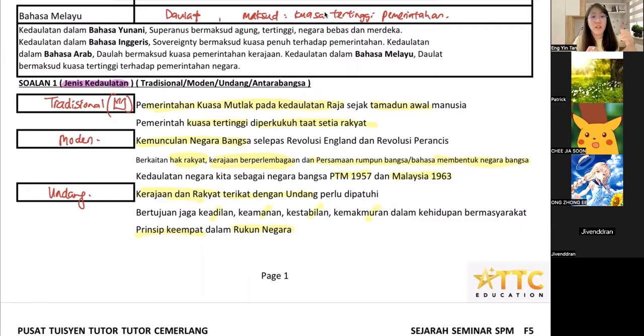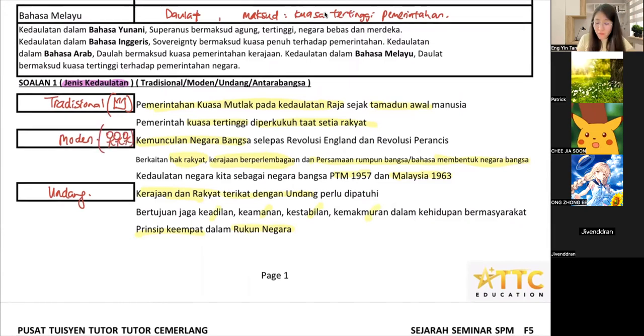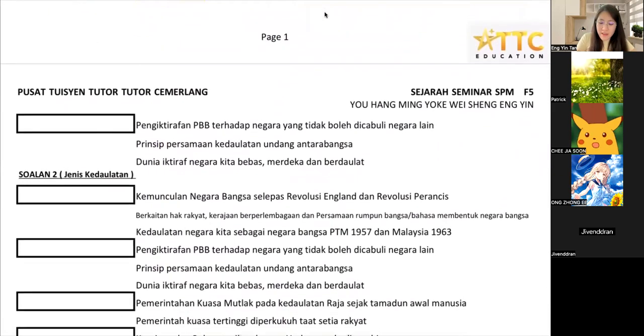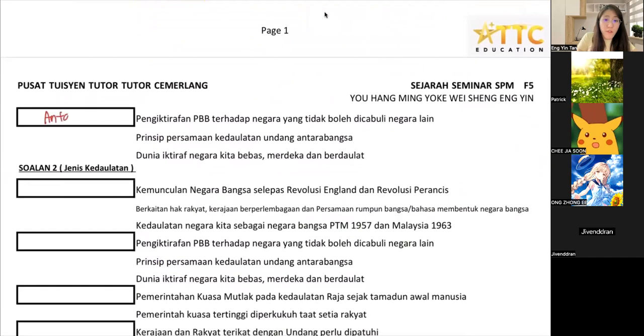So kedaulatan, traditional and modern. Undang-undang. I'm teaching you the concept of how to memorize. So every single time, think about this. Modern, citizen. And then the law. And the last one is, when you have the power, remember, just now we mentioned, right now we are already Merdeka. I told you, when you have the power means that you can make decisions on your own and you are independent. So guys, this will also cause us to have the kedaulatan antarabangsa.